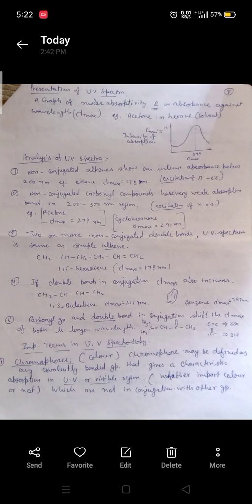Some important terms used in spectroscopy. Chromophore. Chromo means color. A chromophore may be defined as any covalently bonded group that gives a characteristic absorption in UV or visible region. It may impart color or not, and is not in conjugation with other groups. Chromophores are of two types. Chromophores which contain pi electrons undergo pi to pi star transition, and chromophores which contain both non-bonded and pi electrons undergo pi to pi star transition and non-bonding to pi star transition. For example, carbonyl group, azo group and nitro.